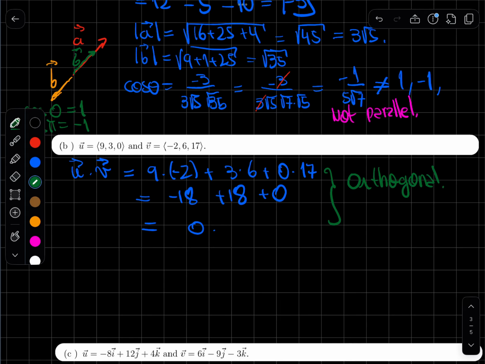I don't have to check parallel. There's no way two vectors are orthogonal, perpendicular, and also parallel, right? If I have vector u pointing in a certain direction and vector v pointing at a 90-degree angle direction, then there's no way they're also going to be parallel. Parallel is this, right? Don't need to check for parallelism.